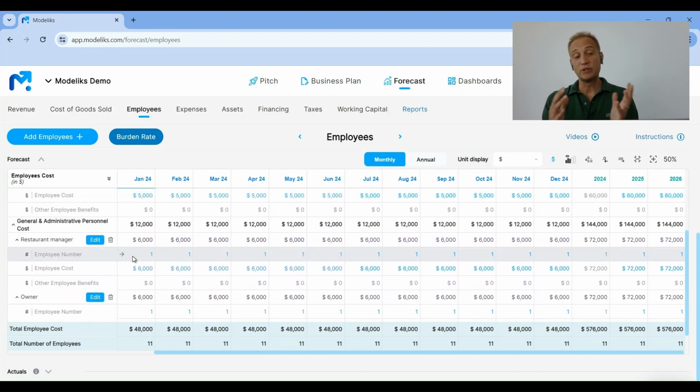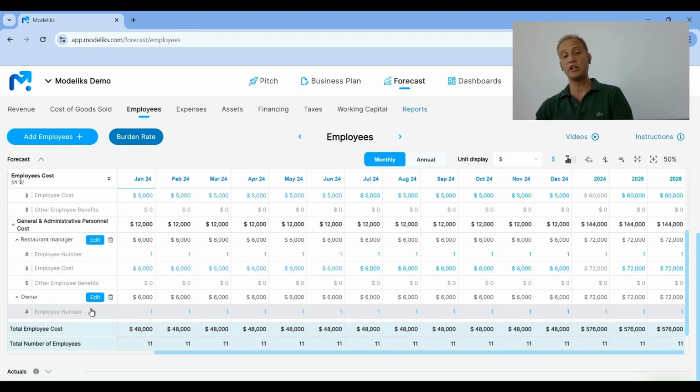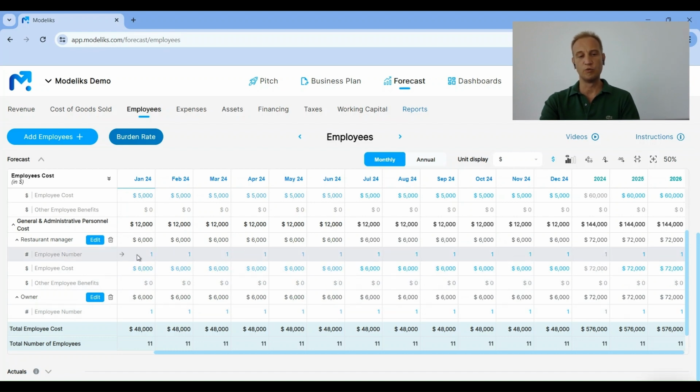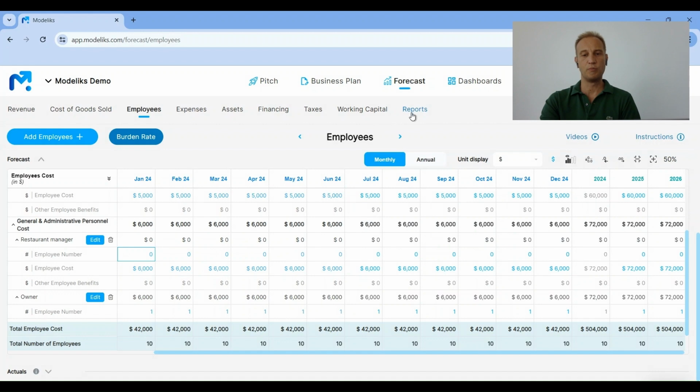Now, if this is the potential of this restaurant, then maybe we do not need a restaurant manager. The owner can be a restaurant manager, or maybe we don't need the owner. There is too much duplication at the management level. So let's say that we will not need a restaurant manager. The owner will be the restaurant manager. So 0 employees in the restaurant manager.